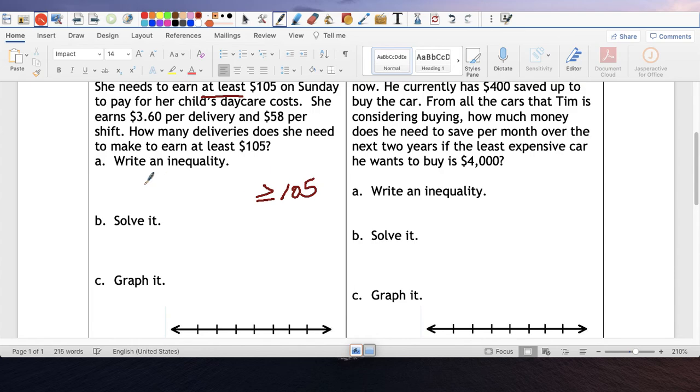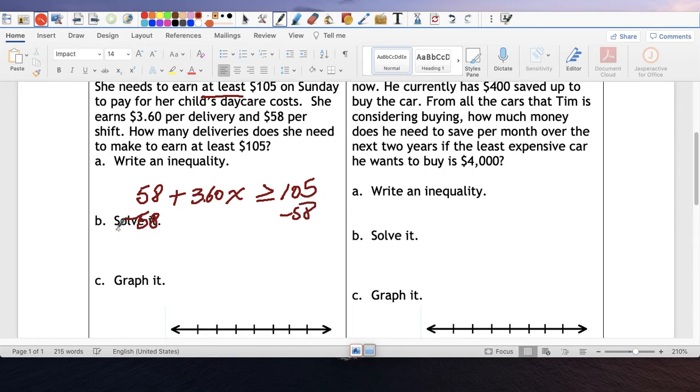So we know that she makes $58 for sure, just for working her shift. Then in addition to that, she's going to make $3.60 for each delivery, which you can use D or X or whatever variable you chose. So all that has to be greater or equal to 105. And then X represents the number of deliveries that she needs to make in order to achieve her goal. So everything else should be easy.